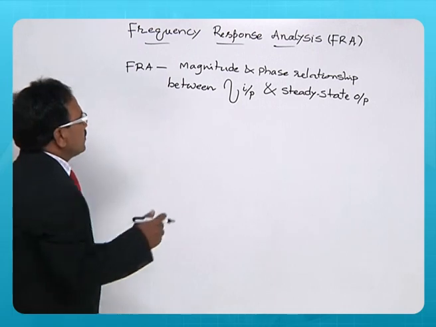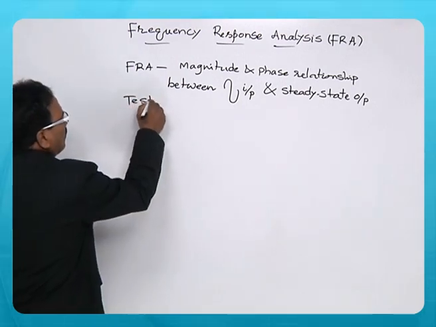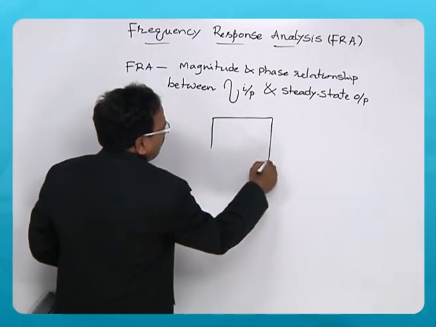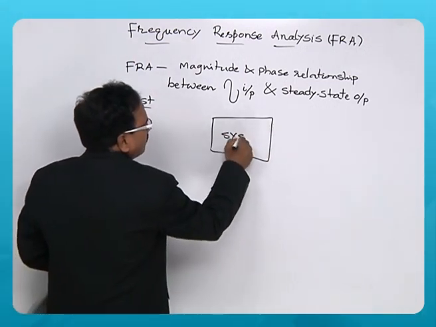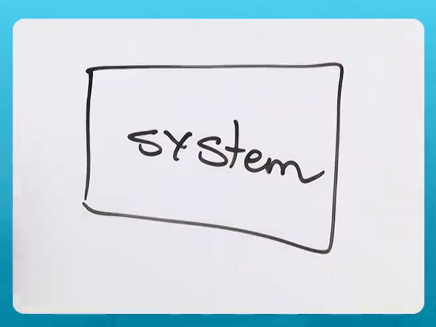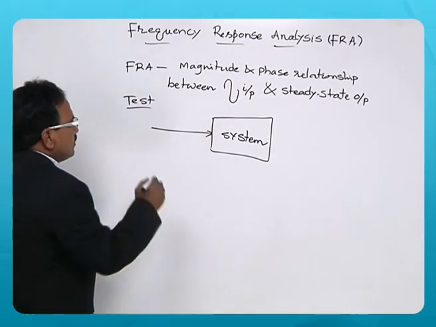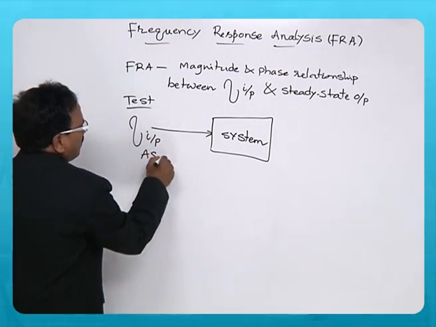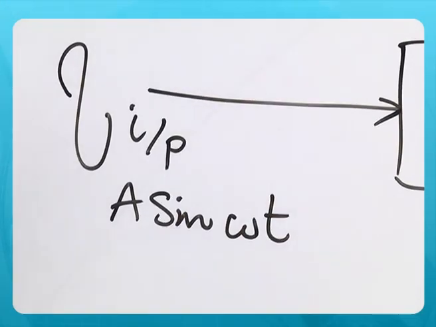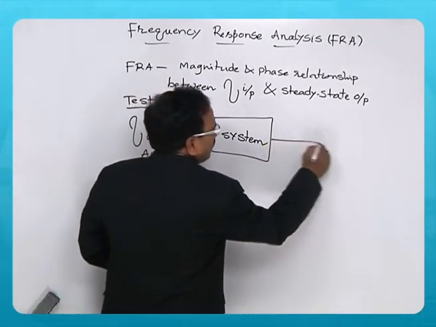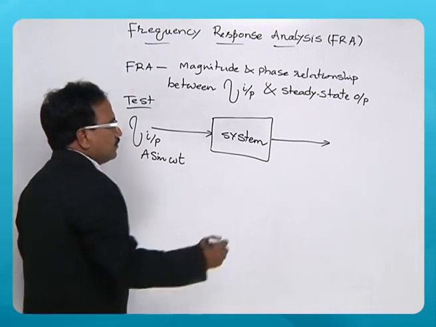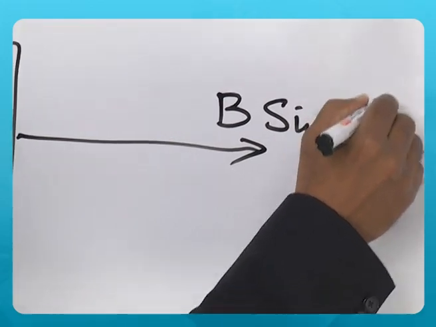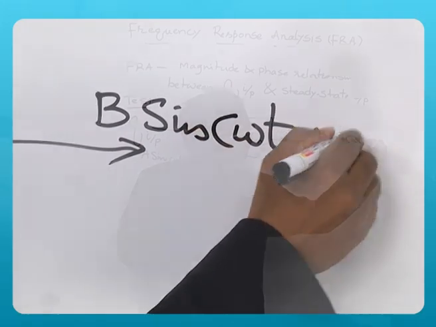Frequency response test. The test is carried out considering the system, by exciting this system with a sinusoidal input, say A sin omega t, then you get the output B sin omega t plus or minus phi.